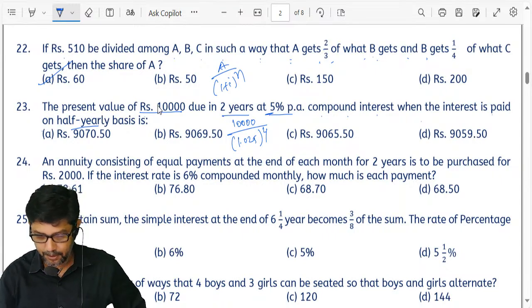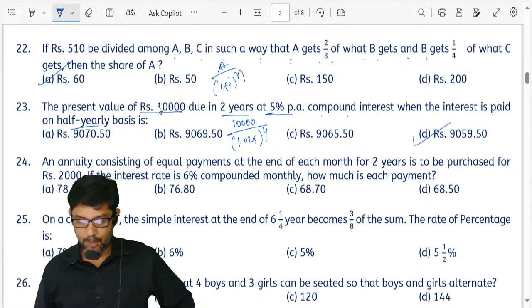9059. Where is the answer? Option D. How many of you got option D?